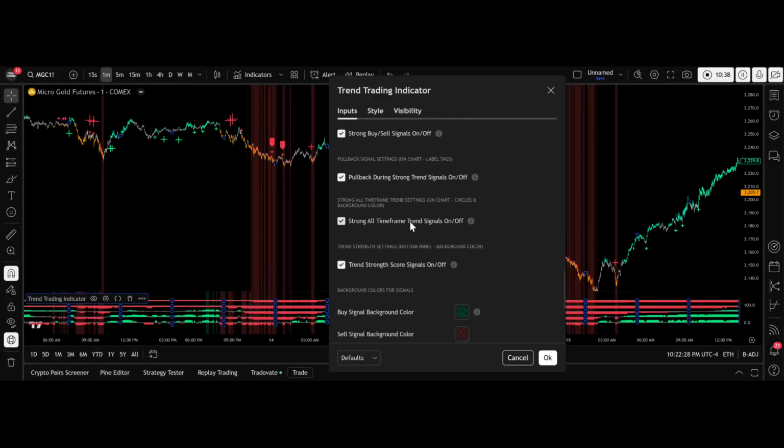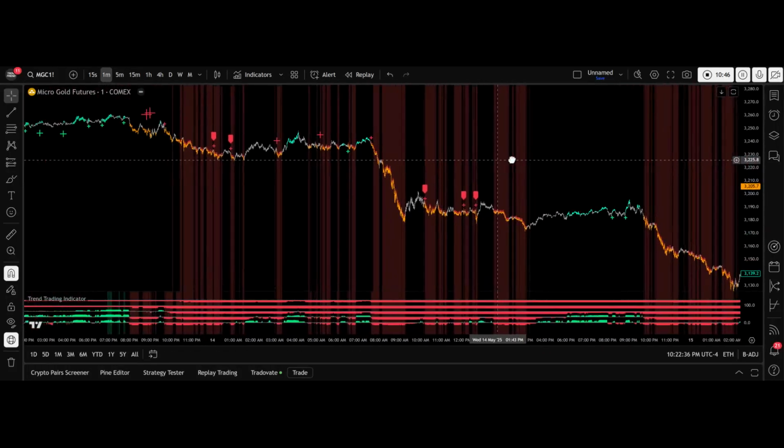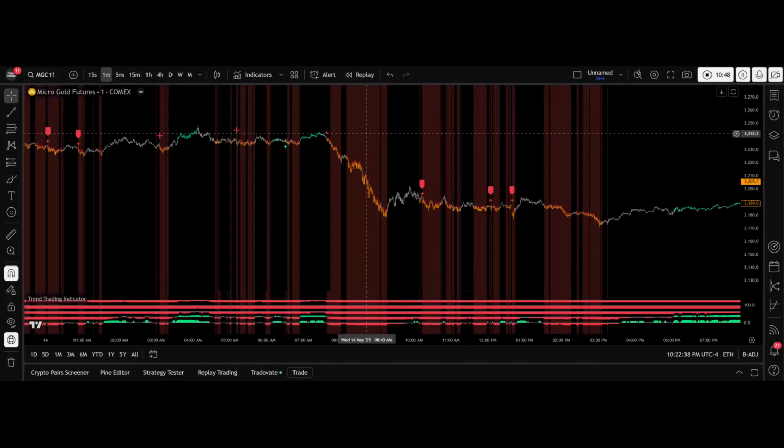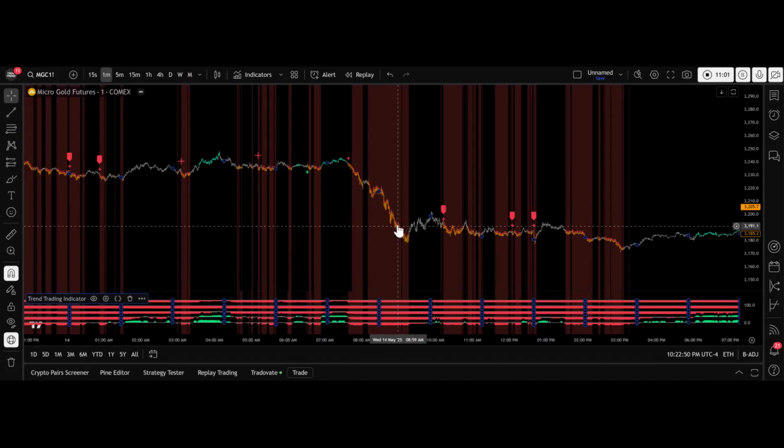Next is going to be strong all time frame trend signals. This is going to show up as circles and the background color. So there's two different versions of this that we have. And it just means that there's a strong trend on all the time frames that you have selected. So these are going to show up as dots. And that's one different method of calculation that we have. You can see those red dots behind, on top of the candles. So that means in that type of calculation, we have a strong trend.